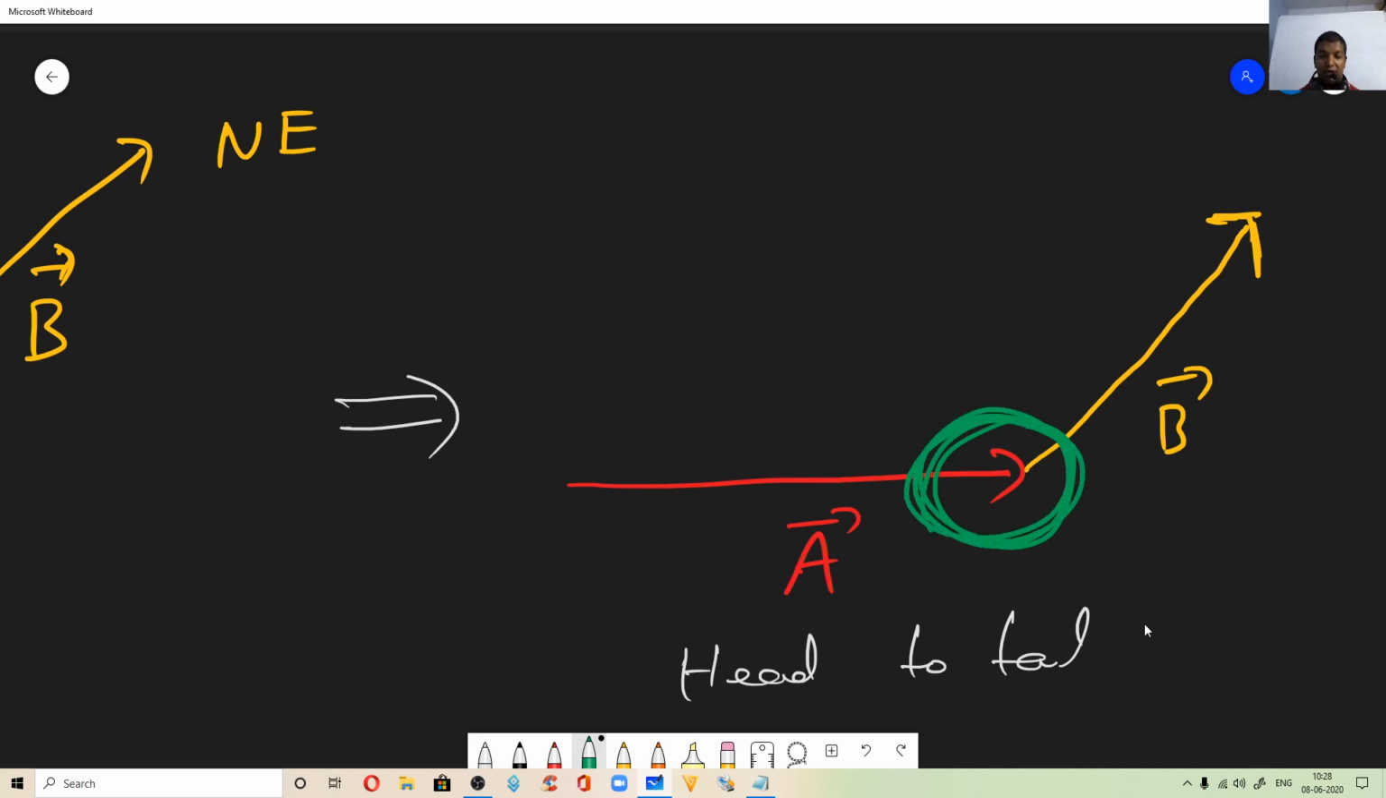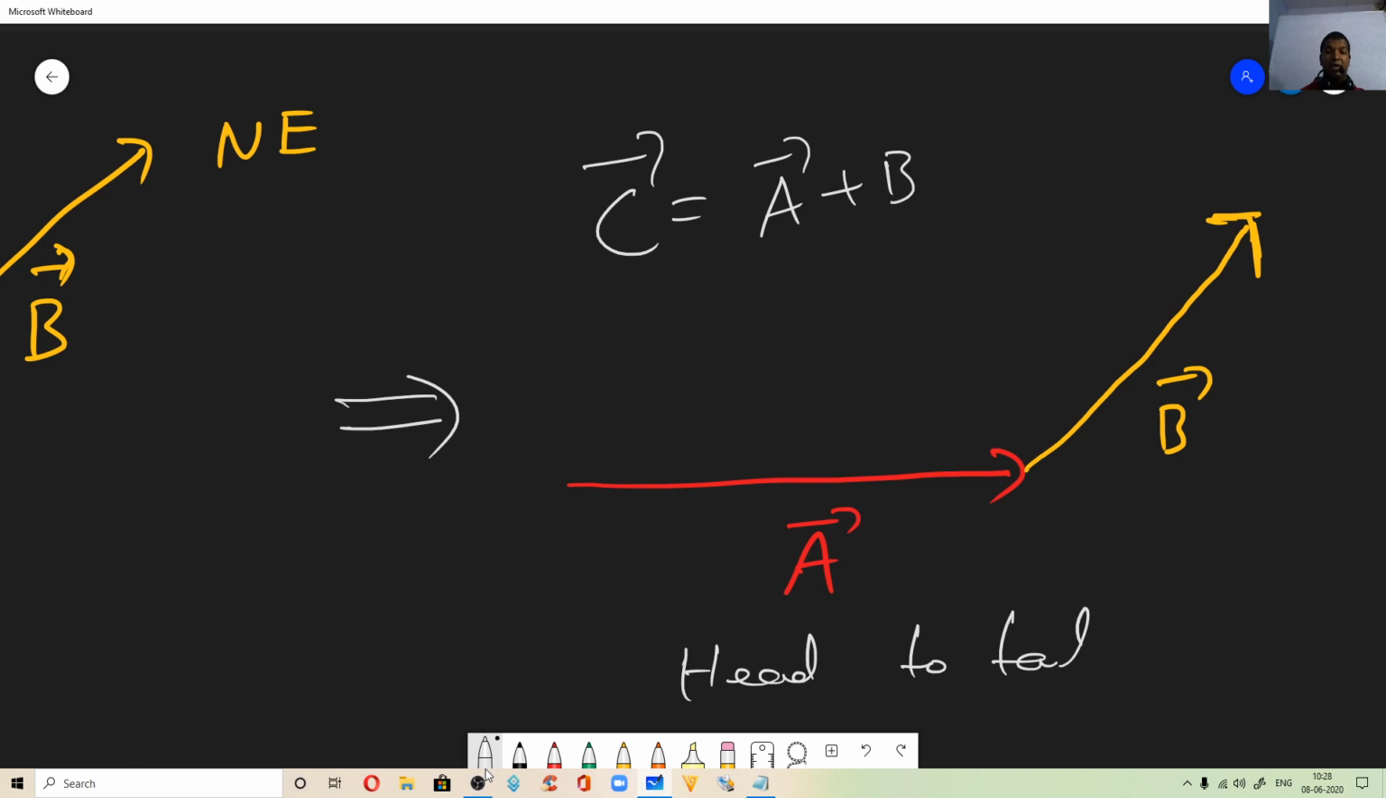So the tail of B and head of A, they are meeting here. You can assume like that also, fine? Okay. Now let us define what is vector C. So vector C is the sum of vector A and B. Already I defined C as vector C. So vector C is equal to vector A plus vector B.